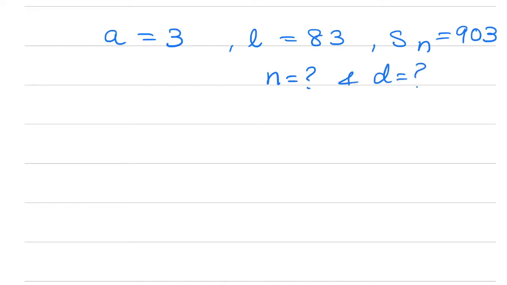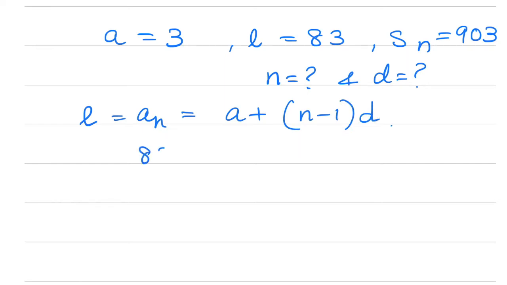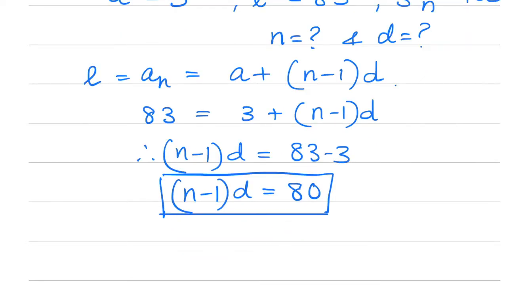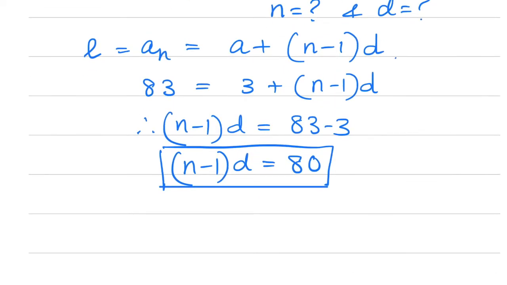The last term an formula is a plus n minus 1 into d. an is 83 and a is 3 plus n minus 1 into d. Therefore, n minus 1 into d is equal to 83 minus 3. n minus 1 into d is equal to 80. Now we'll use the other information. We are given Sn as 903.